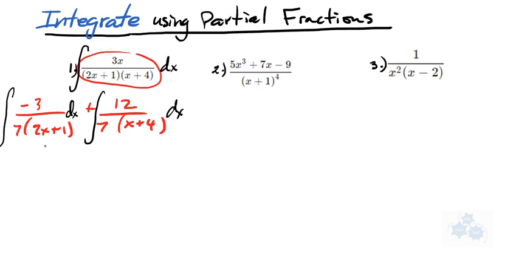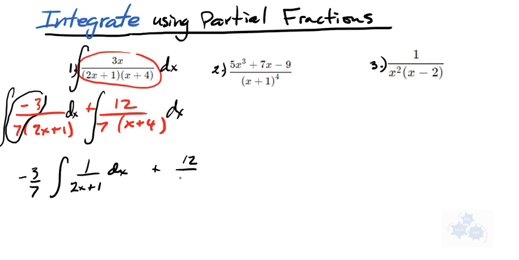So the first one here, if we integrate this, we can see that we do have a constant. That's the whole point, right? A was negative 3 over 7. And B was 12 over 7. So we'll take those out. Let's take those out. So negative 3 over 7. And then we can just focus on this integral, 1 over 2x plus 1. And we can take this 12 over 7 out and focus on this integral, 1 over x plus 4.